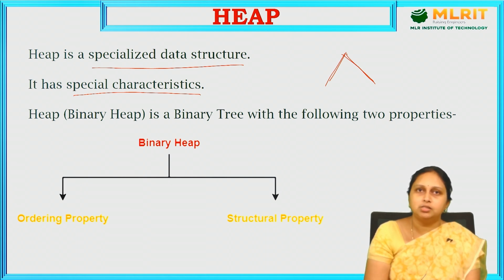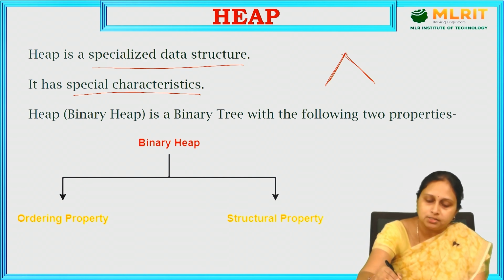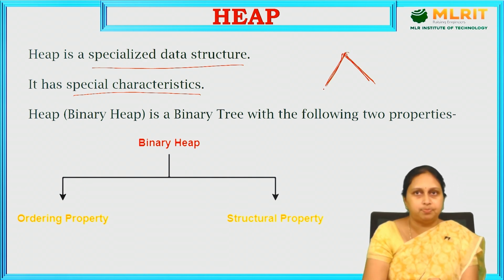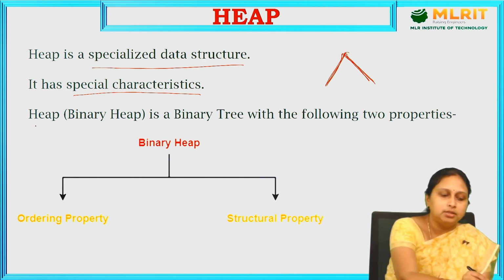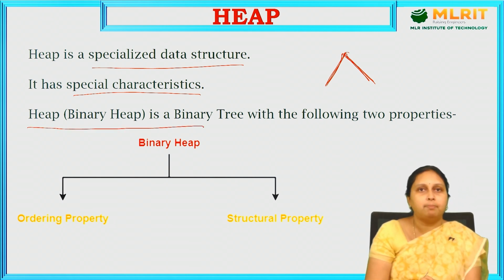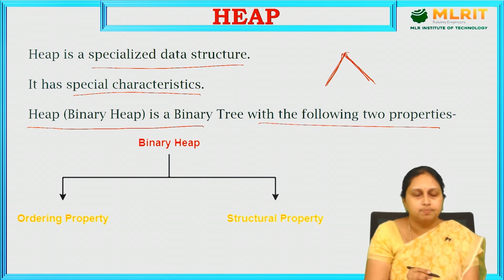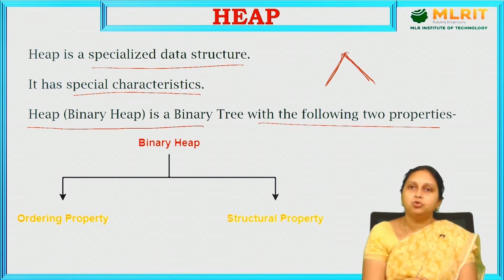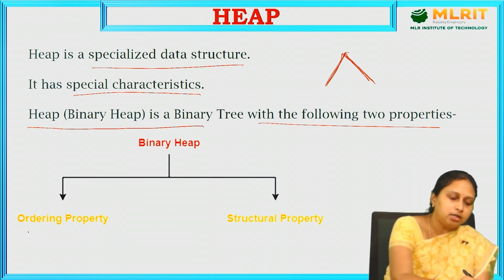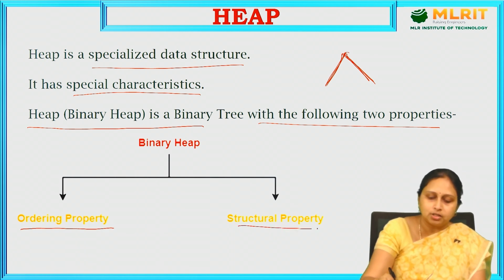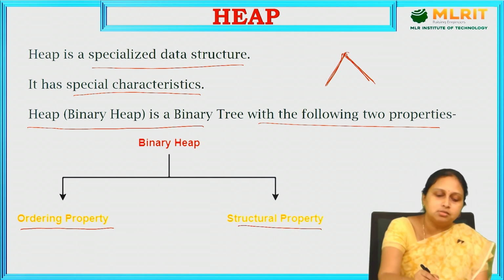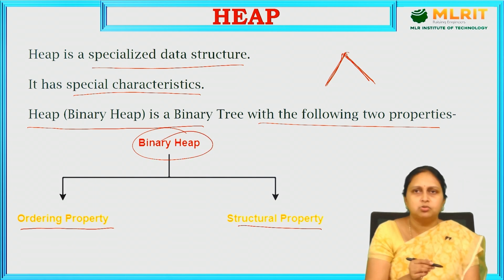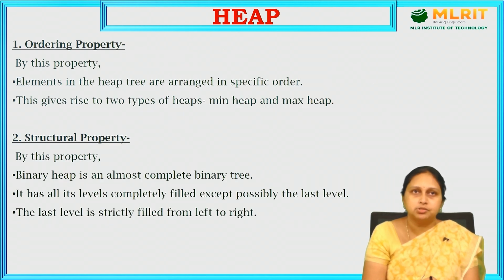We have already seen what a binary tree is. In the same way, we are going to represent that tree in terms of a heap representation. A binary heap is a binary tree with the following two properties. For a binary tree, it should mainly follow two properties. What are the two properties? The first one is the ordering property and the second one is the structural property. These two properties the binary heap has to maintain. Let us look into the ordering property and the structural property.